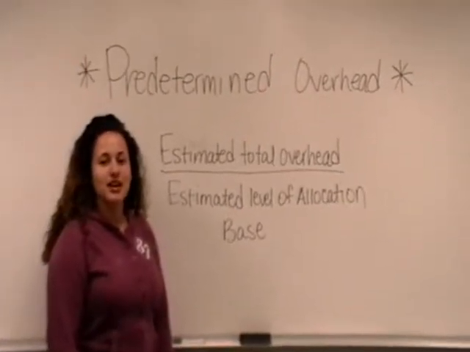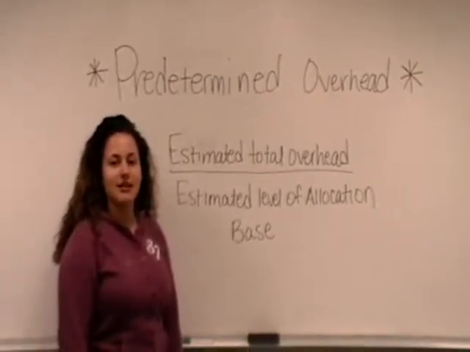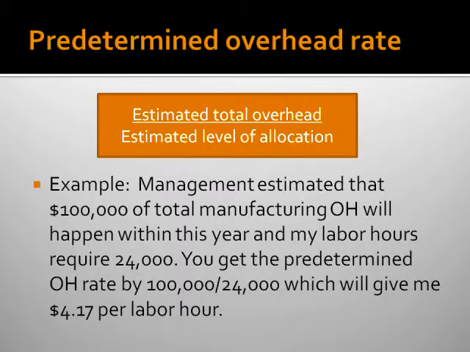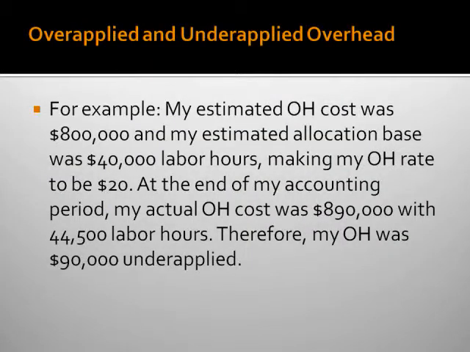The overhead rates are based on estimates of overhead costs and estimates of the level of the allocation base rather than on actual costs and quantities. For example, management estimated that $100,000 of total manufacturing overhead will happen within this year, and my company requires 24,000 labor hours. You get the predetermined overhead rate by dividing $100,000 by 24,000 hours, which will give me $4.17 per labor hour. My estimated overhead cost was $800,000 and my estimated allocation base was 40,000 labor hours, making my overhead rate $20.